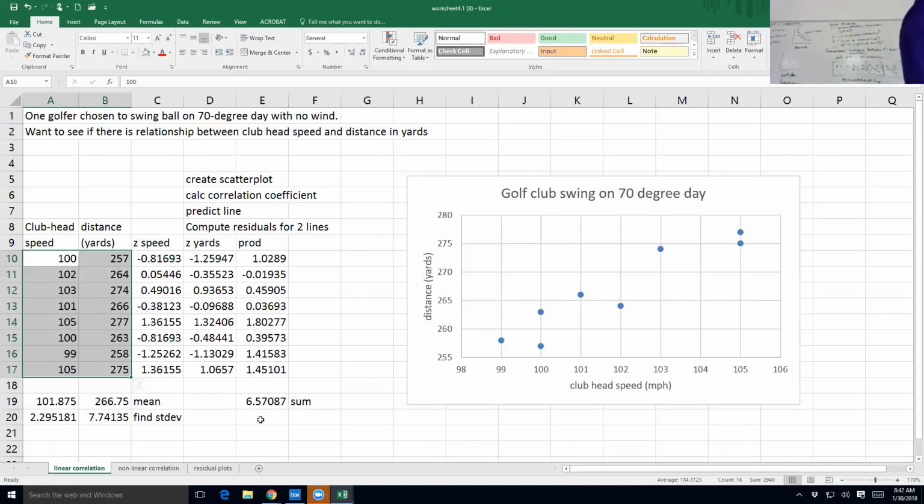Okay. So if I've got 8 pairs, I'm going to take that number and I'm going to divide by 7. Okay. And I'm going to get an answer of 0.9387.